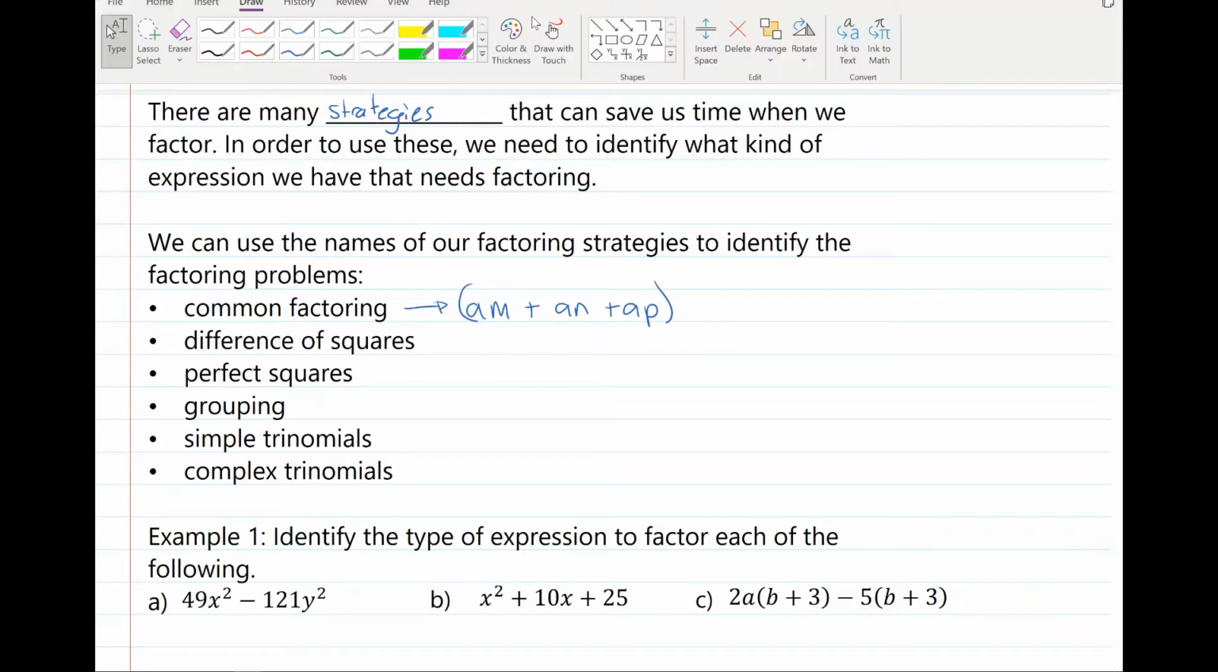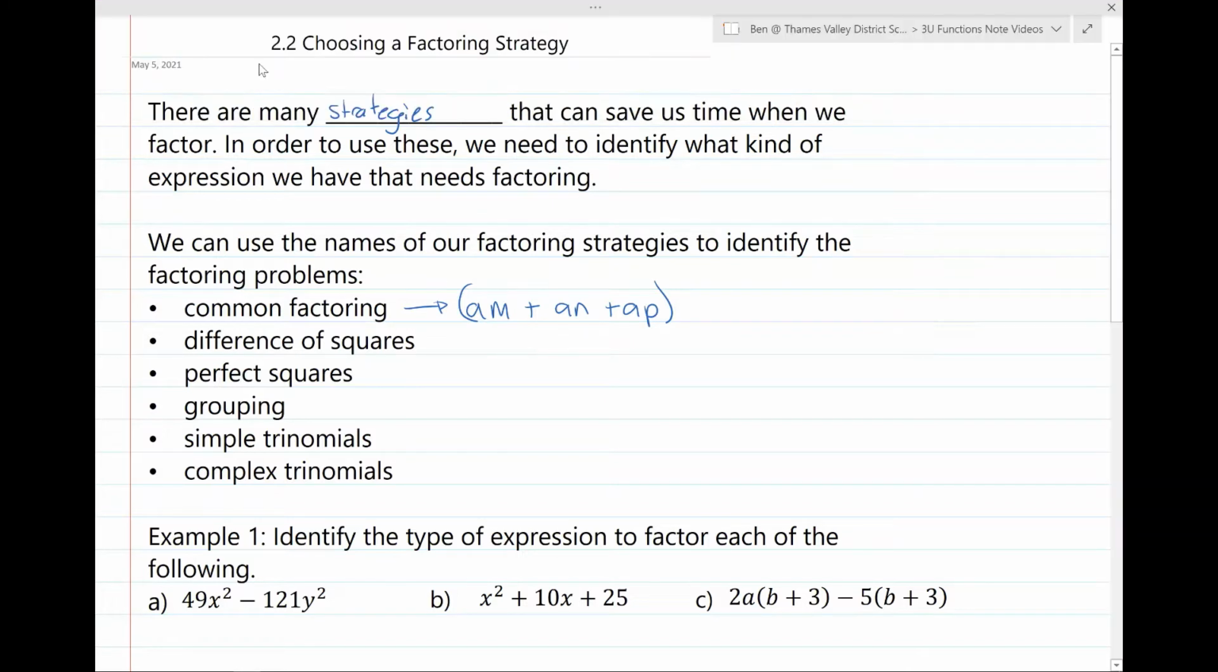Basically what I'm noticing here is the common factor of each term, where A is common to each term. Since A is common to each term, then we can factor it out. This would look something like A times (M plus N plus P). And as an example, actually, let's not worry about that because we'll cover those down below.